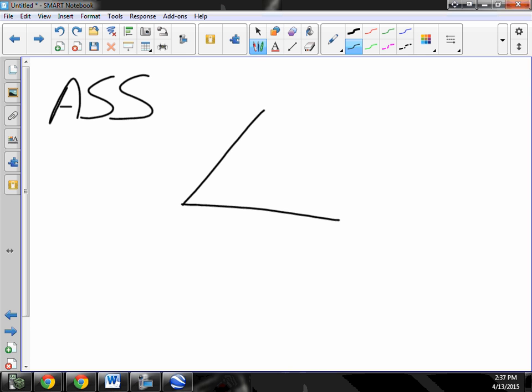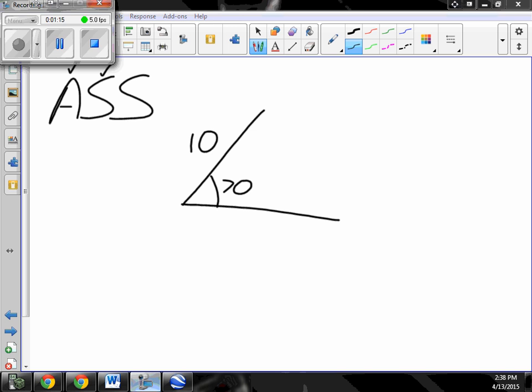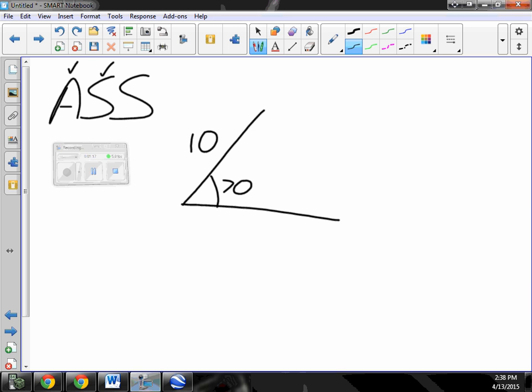So if I had an angle, let's say 70 degrees, and let's say that this side was 10, I would need another side. I know the angle and I know one side. Now I need to know the third side. So this third side would be this side over here.